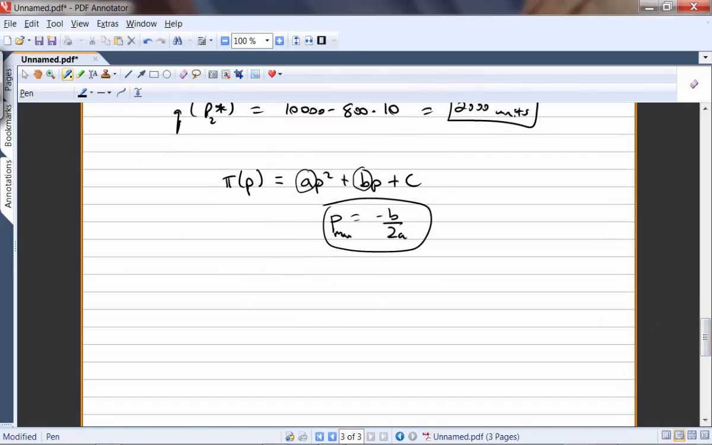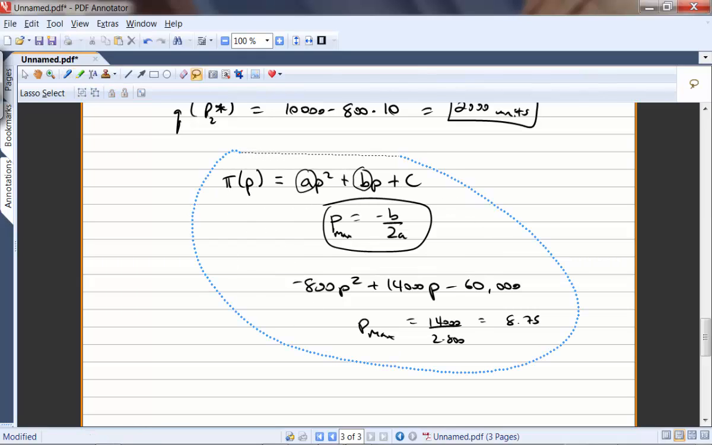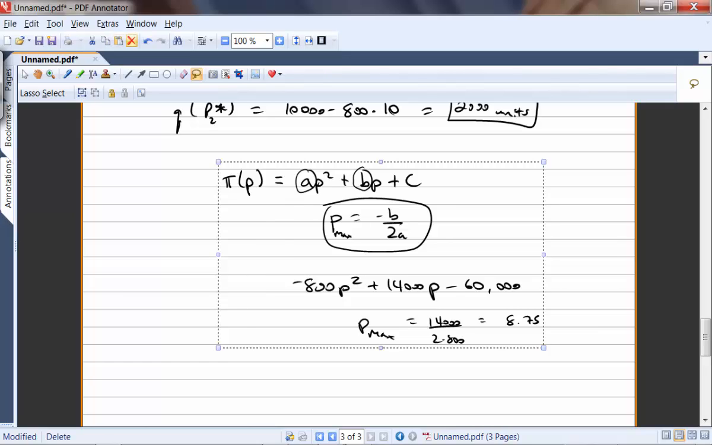So we can prove that shortcut. Our profit function was this. You can use the derivative to show it's true as well, but if we prove it, P max equals 14,000 over 2 times 800, and I took a negative sign, which is exactly 8.75. Same thing, right? It's 14,000 over 1,600. So you get the same thing as what we did when we did the derivative. Anyway, that was an aside I might not should have done, but just so you know the shortcut.